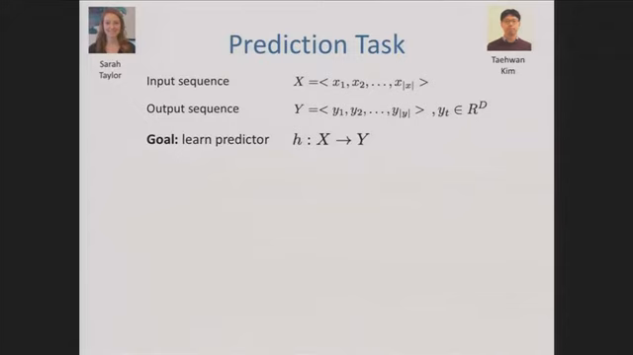So that's our face model automatically lip syncing to Barack Obama's audio. What's going on under the hood? So let me just set up the problem. So this is work primarily by Sarah Taylor, who was a postdoc at Disney Research, now faculty at University of East Anglia, and my former postdoc at Caltech, Taewon Kim.